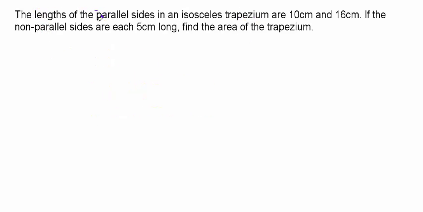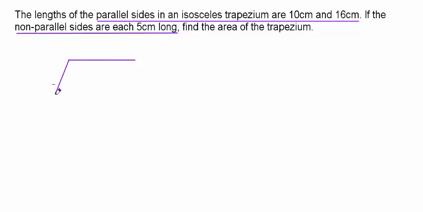The lengths of the parallel sides in an isosceles trapezium are 10 centimeters and 16 centimeters. If the non-parallel sides are each 5 centimeters long, find the area of the trapezium. Recall that an isosceles trapezium is a trapezium in which the lengths of the two non-parallel sides are equal.